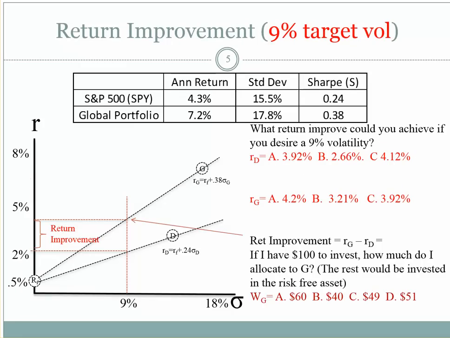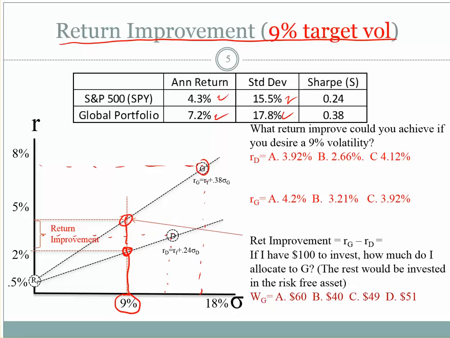So let's look at the first example. What if we want a target volatility of 9%? So again, here is our global portfolio. I draw lines down here. You can see that there's my 7% and 17%, and there's my domestic portfolio with a standard deviation of 15 and a return of 4.3. So this portfolio now we're looking at, if we desire a 9% volatility, we can get to this point on the domestic capital allocation line or this point on the global capital allocation line.